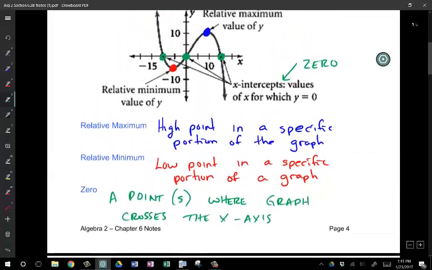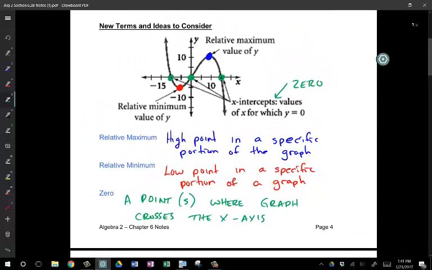Okay, so there's a couple terms that we're going to use today as we're working through our stuff. Relative max, relative min, and zeros. So far so good? Don't worry so much about the technical definition, so long as you can put it in your own words and be clear and explain it, that's perfectly fine. All right, let's move on.